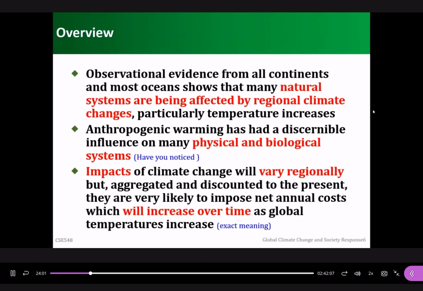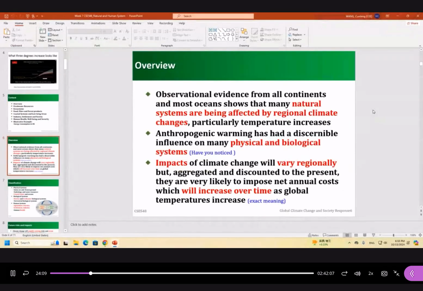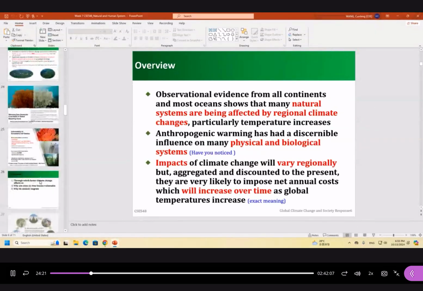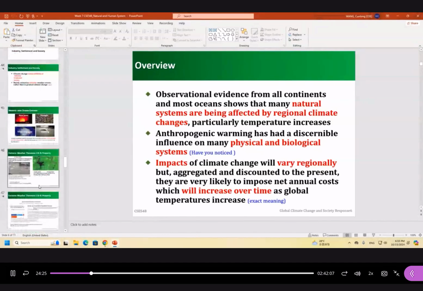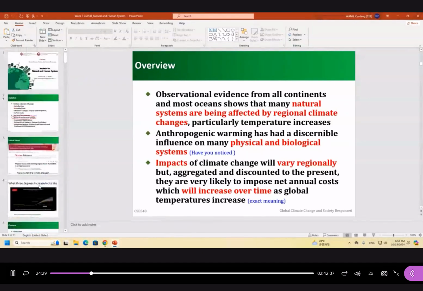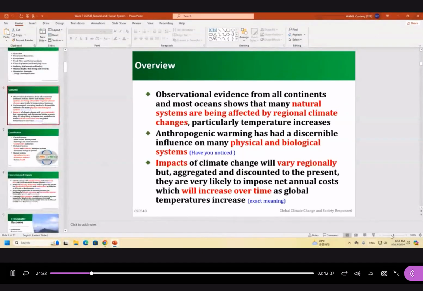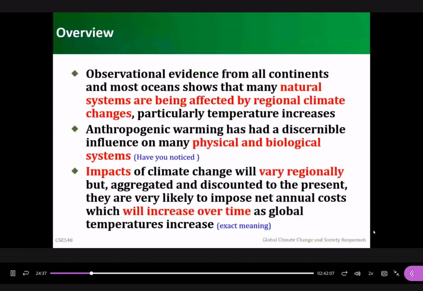For the overview, it's not only an overview, because in this class we will talk about the impacts. Most of the impacts can be described by some sentences. You can see here in the PowerPoint, there are a lot of sentences to show the impacts. Here are some general descriptions about the impacts of climate change.